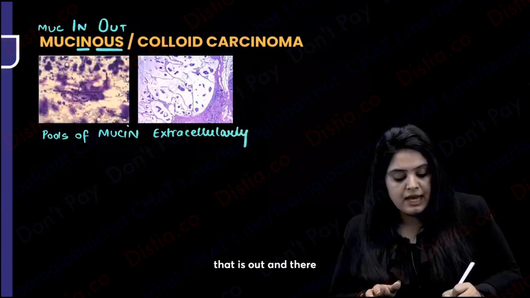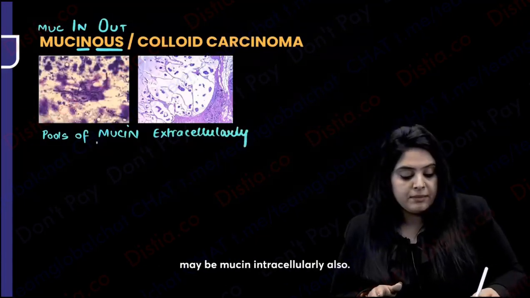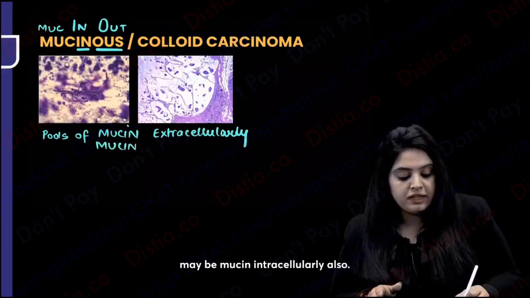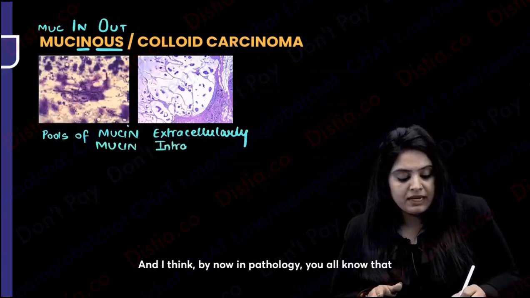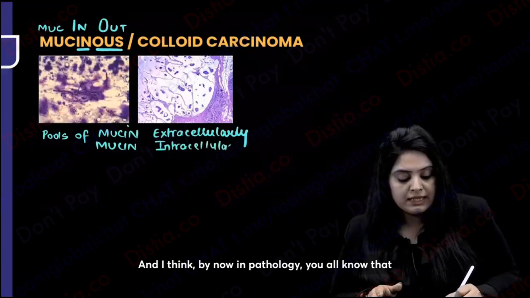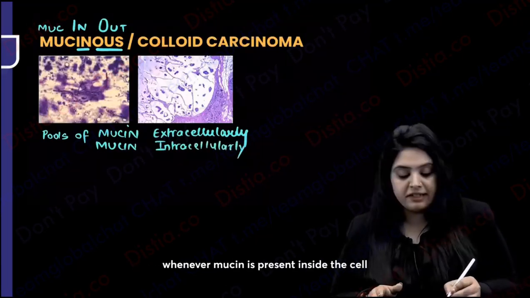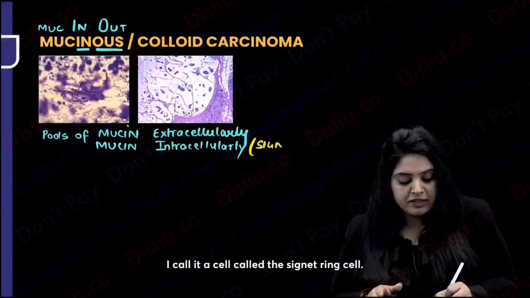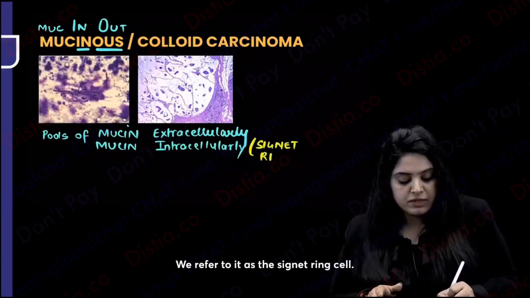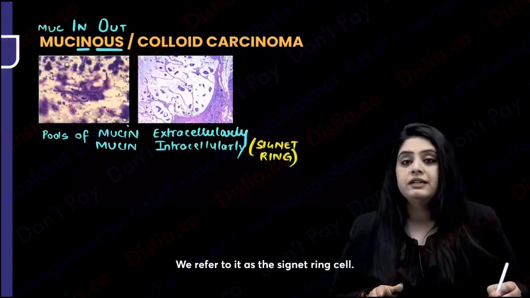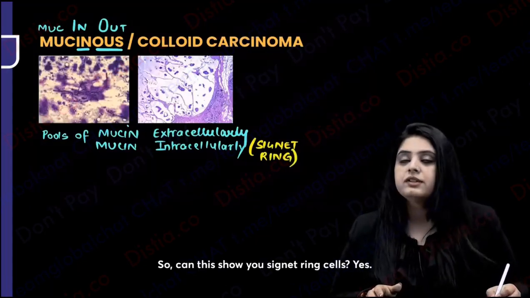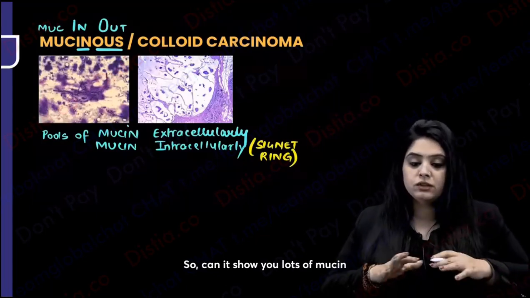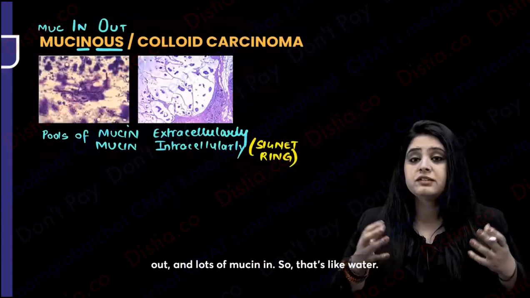that is out, and there may be mucin intracellularly also. And I think by now in pathology you all know that whenever mucin is present inside the cell, I call it a cell called the signet ring cell. We refer to it as the signet ring cell. So can this show you signet ring cells? Yes. So can it show you lots of mucin out and lots of mucin in? So there's like water.